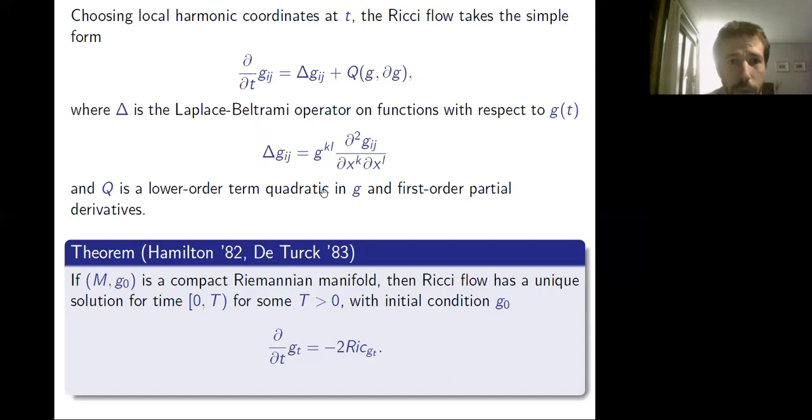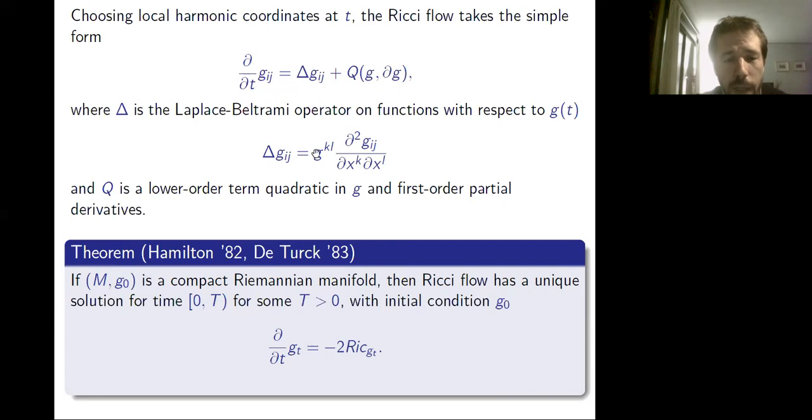Okay, so if we choose local harmonic coordinates at some given time, then the Ricci flow takes a very simple form, which is the following. The partial with respect to t of the components of the metric, these are local functions on the manifold, is the Laplacian of g_ij plus some expression which depends on the metric itself and first partial derivatives.